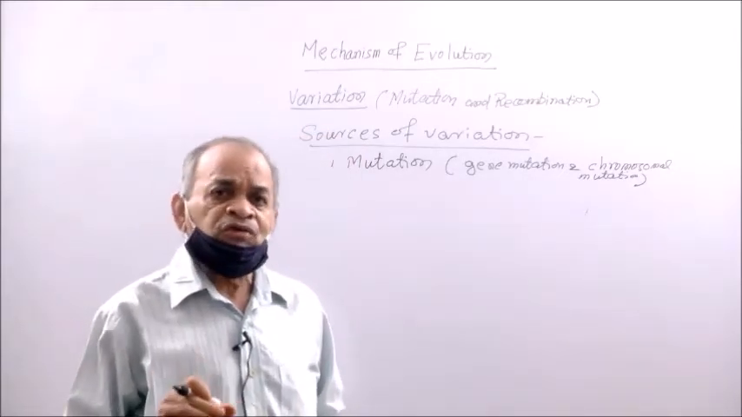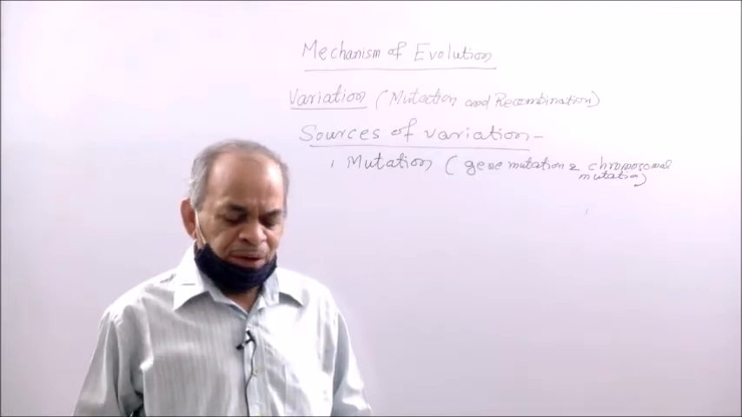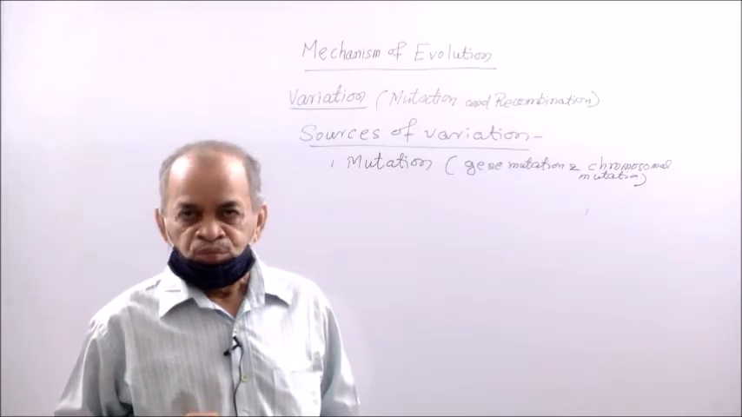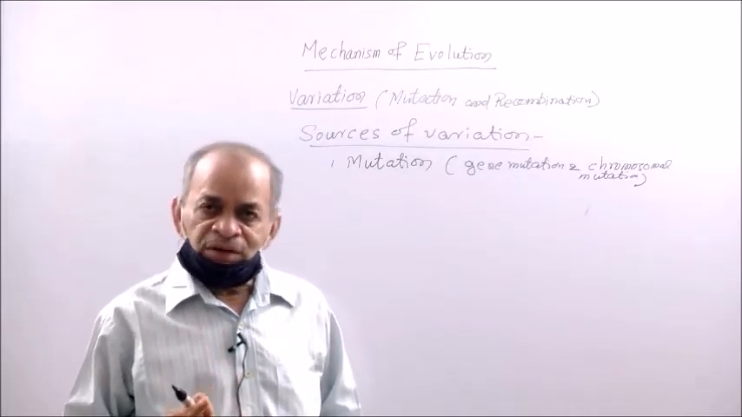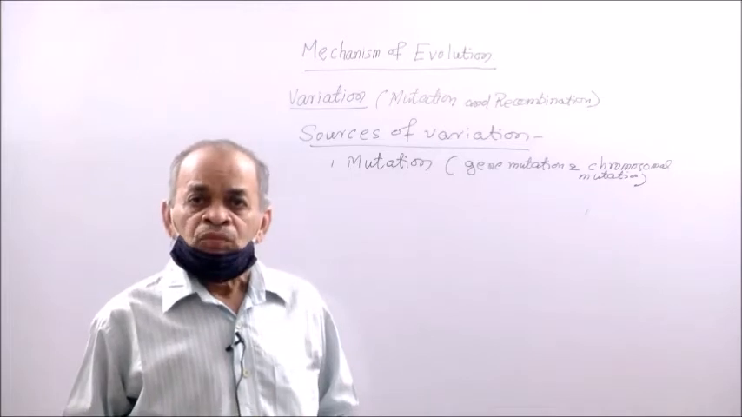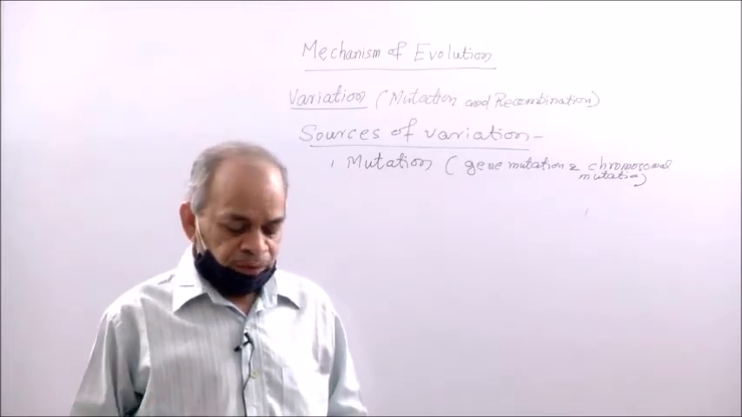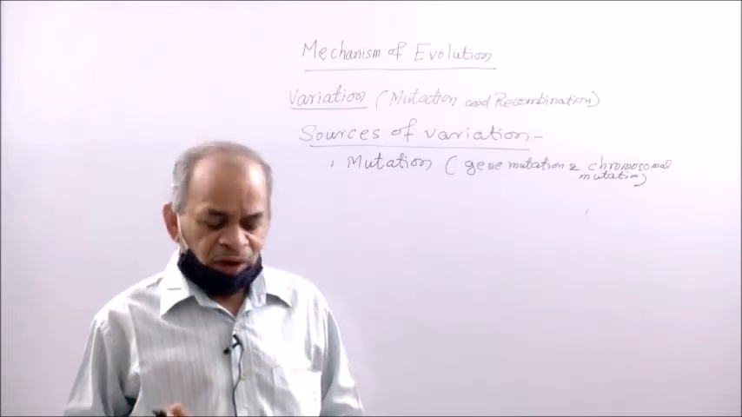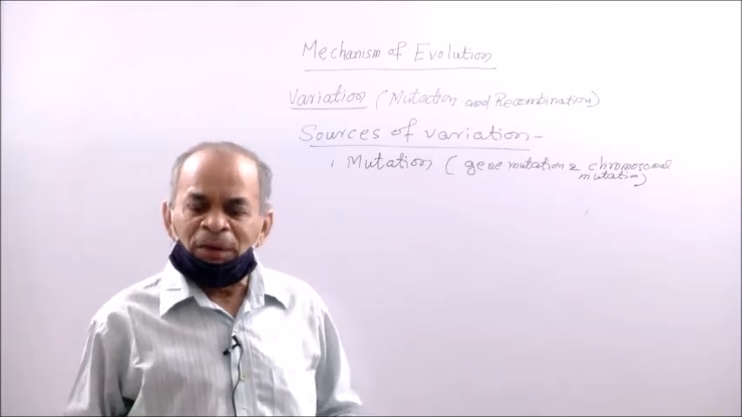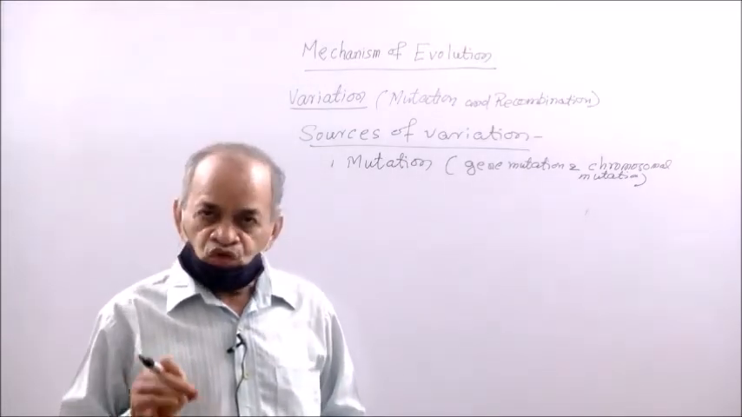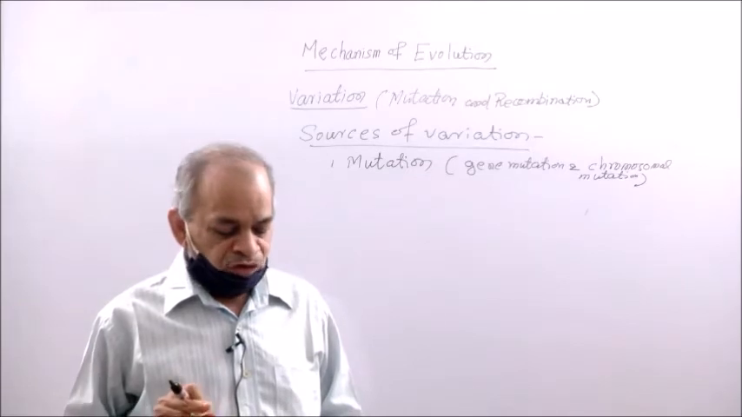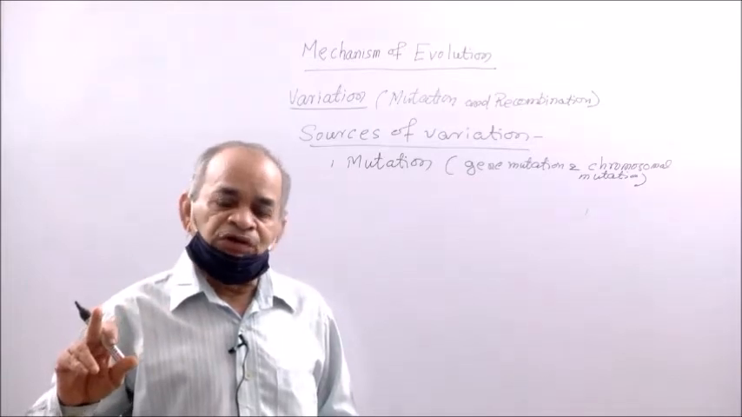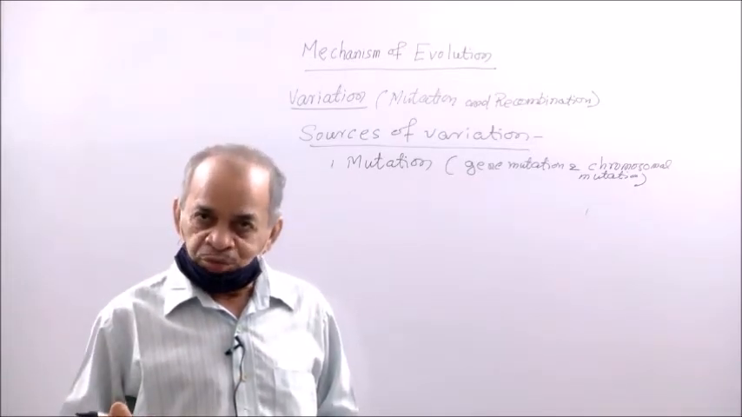Mutation literally means change. Any inheritable change in the genetic material is called mutation. A mutation occurring in somatic cells, meaning body cells, is called somatic mutation, which is also called non-genetic, because these genes are not transmitted to their offspring.